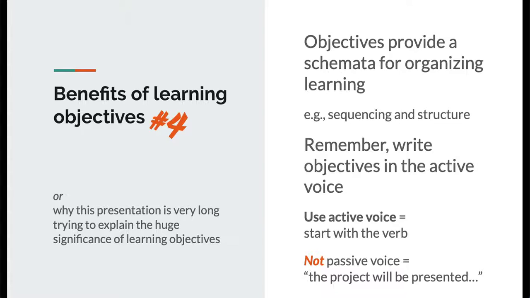When you're writing these objectives, use the active voice. If you look at the objectives I've written for the course, or some examples I've given here in the slide deck, start with that strong active verb. Don't use a passive voice, use an active voice. An example of a passive voice would be something like this. The project will be presented. Huh? Aren't you just saying, present the project?